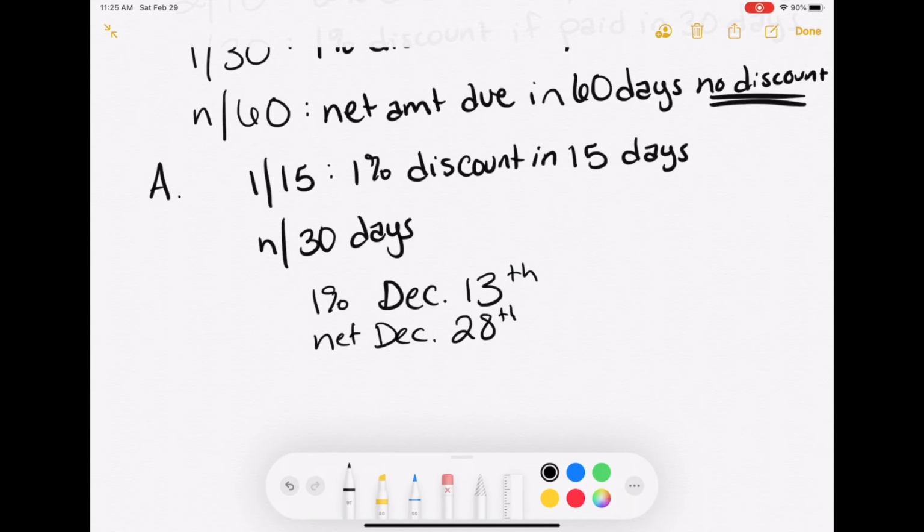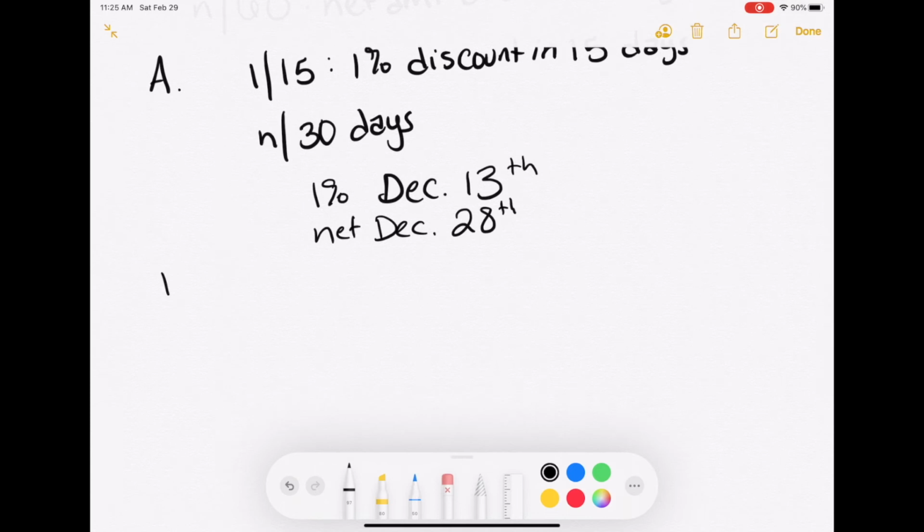Okay, next let's go ahead and look at B. Let's interpret it first. It says an invoice dated March 20th has credit terms of 3/15. So that's 3% in 15 days.